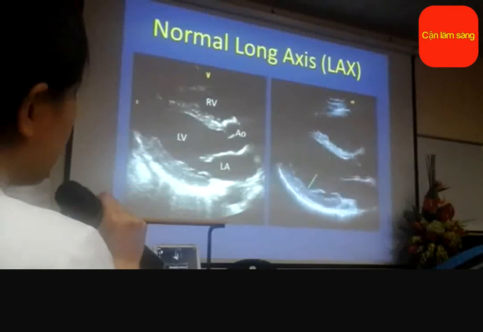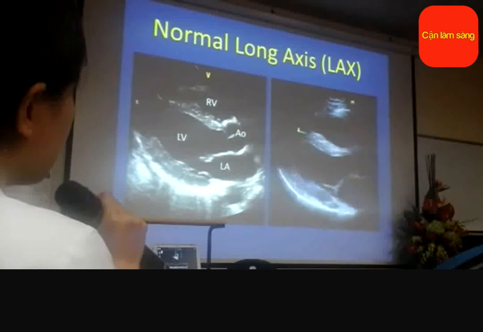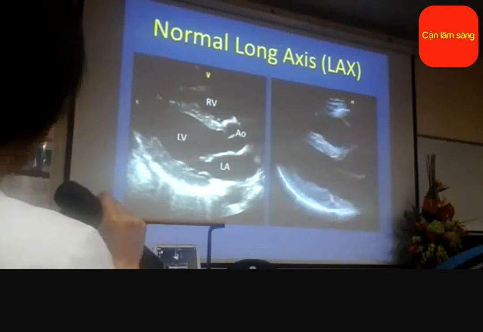And the walls of the ventricle, the posterior and septal walls, should be right about 1 centimeter in diameter.